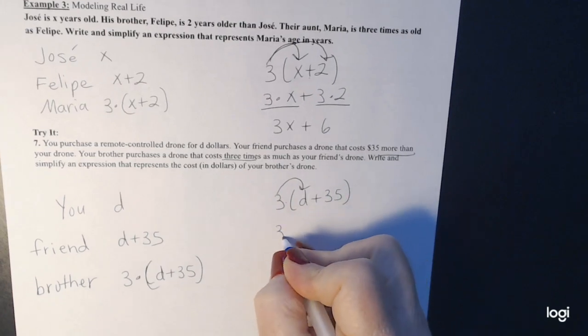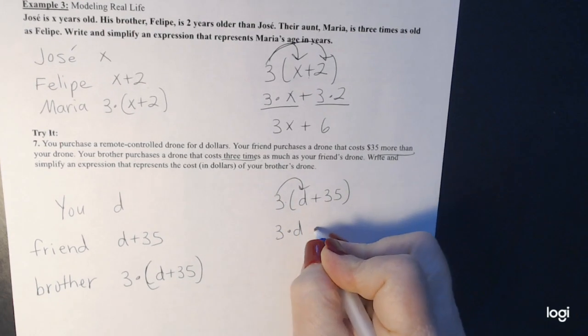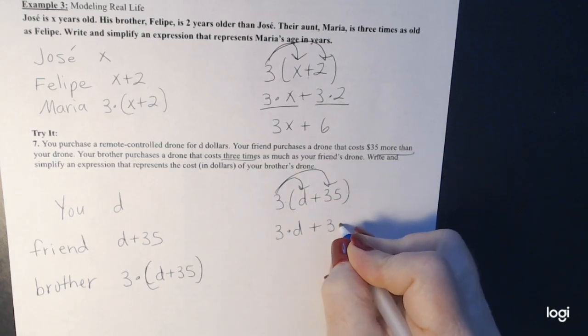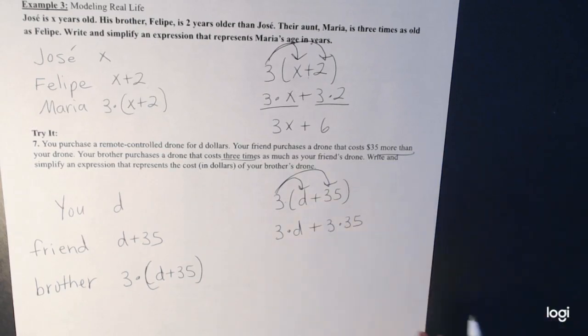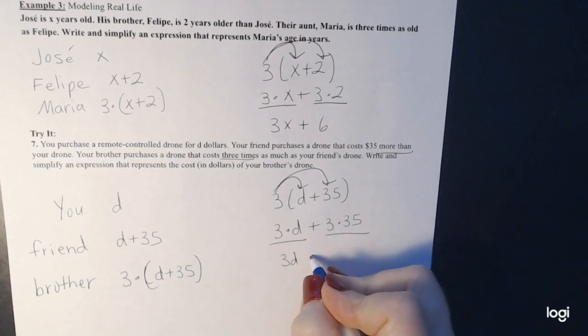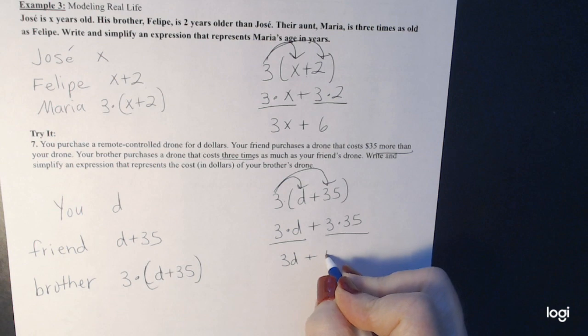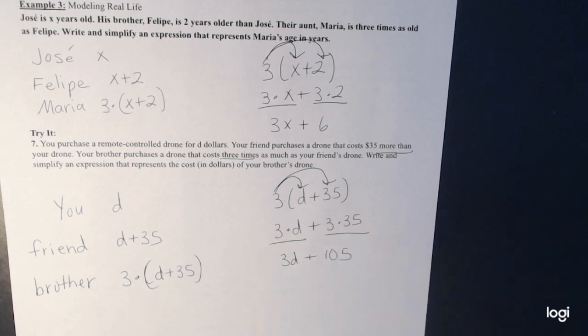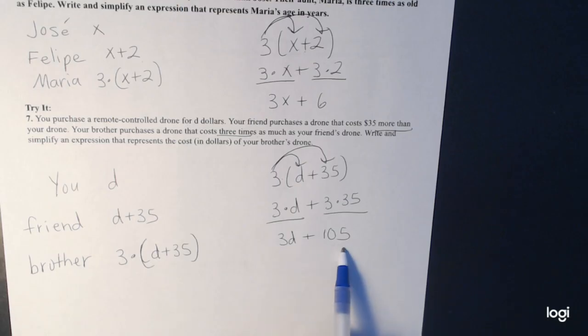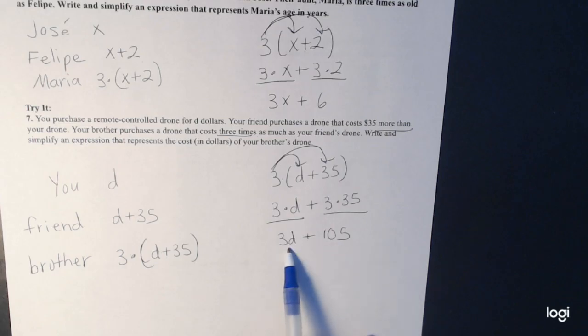Let's see. Make our arrow. Distribute 3 times d plus, and then we're going to distribute 3 times 35. 3 times d is 3d, and 3 times 5, I think, is 105. So the final answer is 3d plus 105. We cannot put these two together because they're not like terms. This is a d, and that's a number.